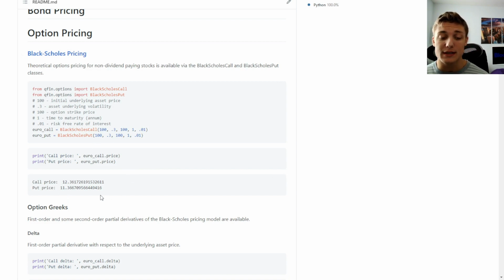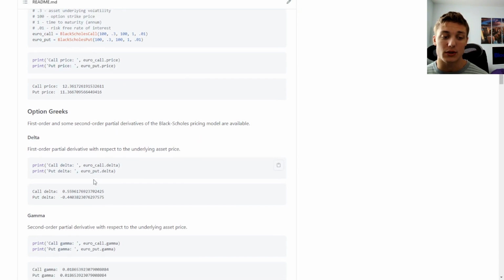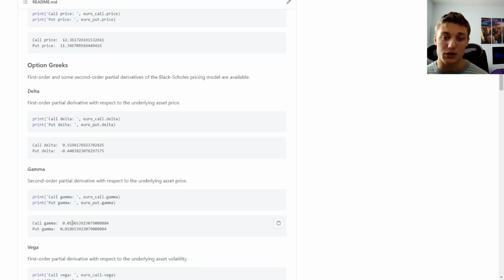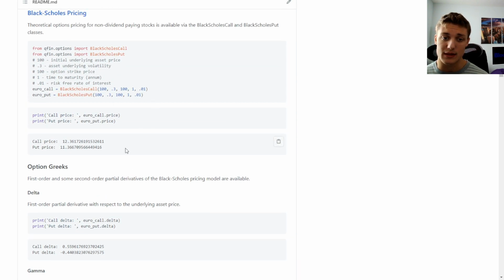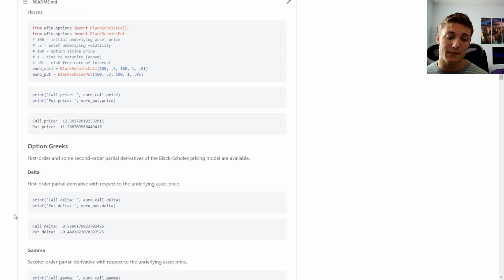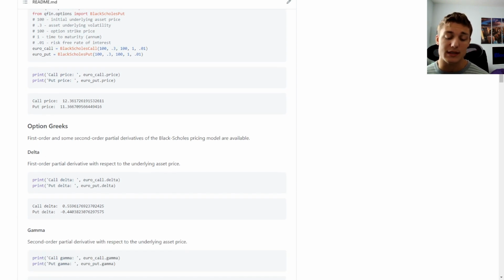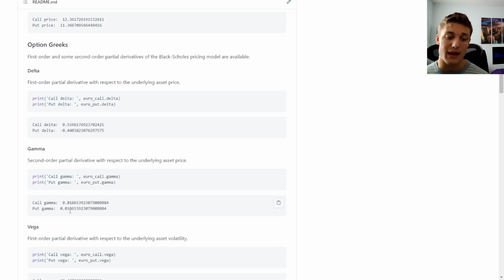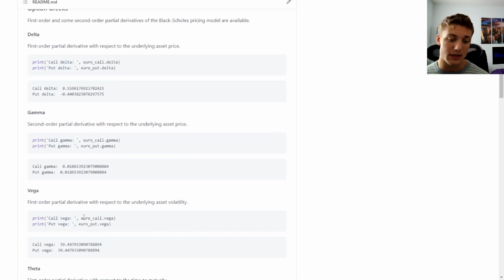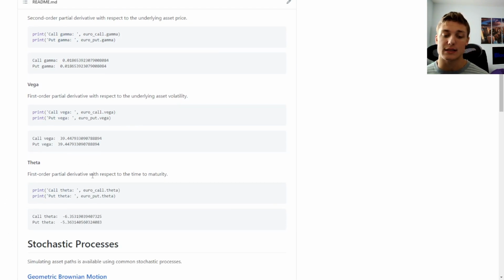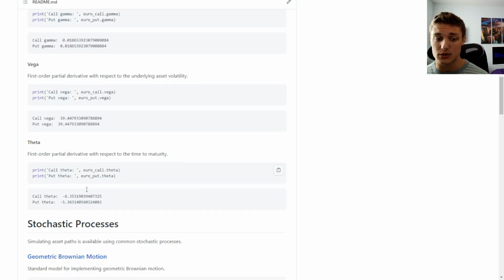Along with these prices, you can generate the Greeks to determine how the option's value will change with respect to some of these inputs. You have your delta, which is sensitivity to underlying asset price, gamma, which is the second order sensitivity to underlying asset price. Then you have your vega, which is the sensitivity to underlying volatility changes, and your theta, which is sensitivity with respect to time to maturity.